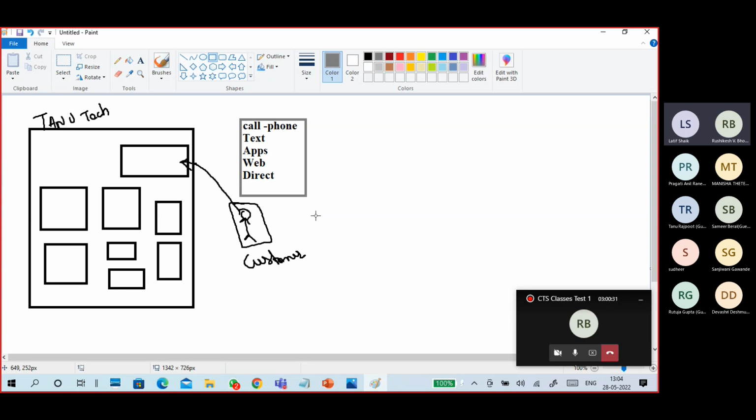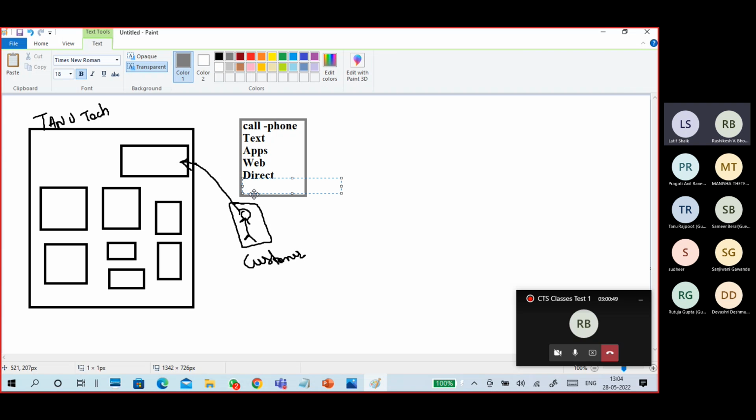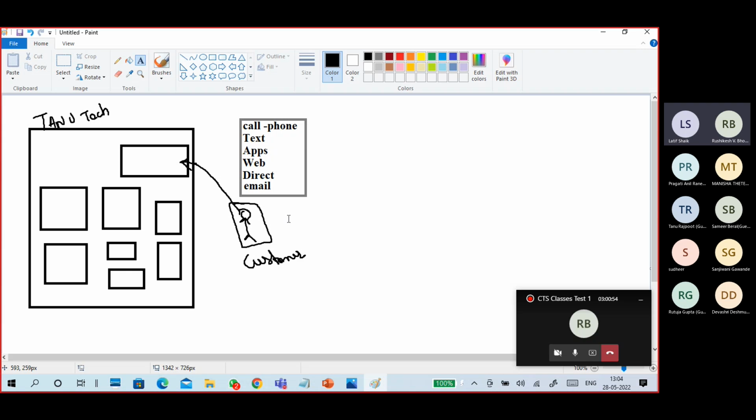Direct means I can go directly also, right? Web means I open the website and give the complaint through it, like a support email. Web is there, email is also there. So I can send an email, make direct contact, apply through some mobile apps, text or call. By that, I have to approach the organization.